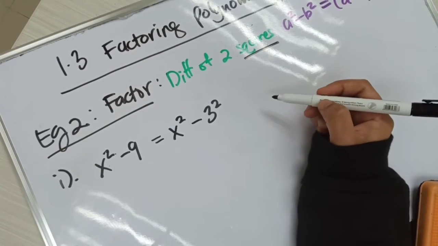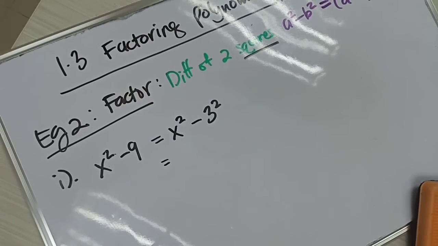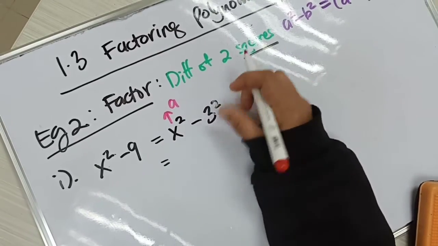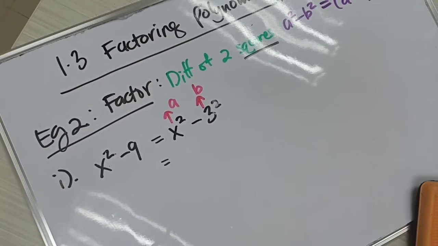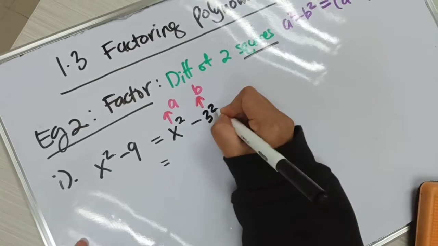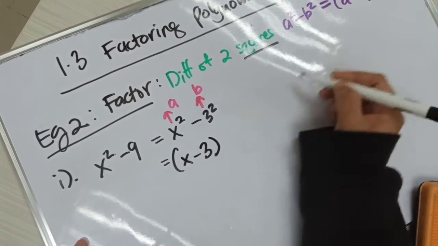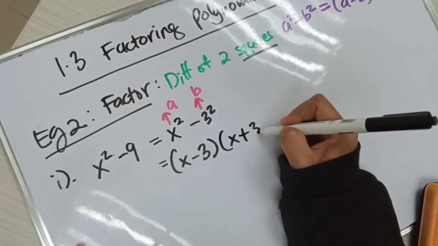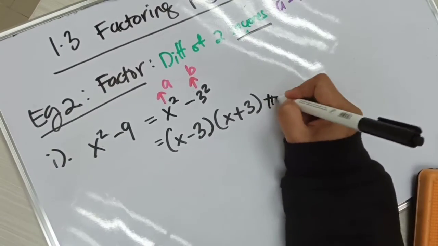To factorize this expression, you have to know which one is A and which one is B. So basically we know x is A, and 3 is B. To put it in brackets, it becomes x minus 3 and x plus 3. So this is the answer.